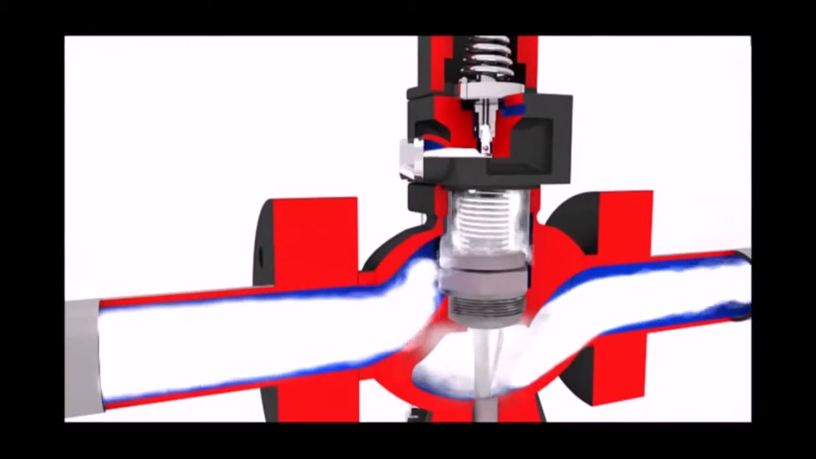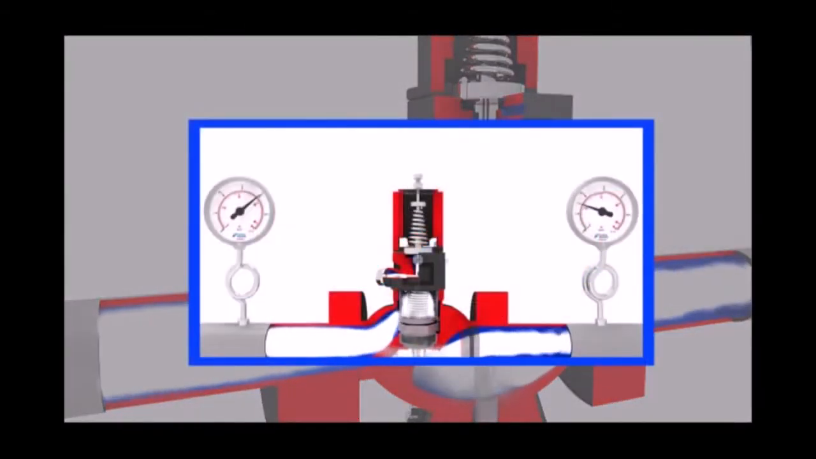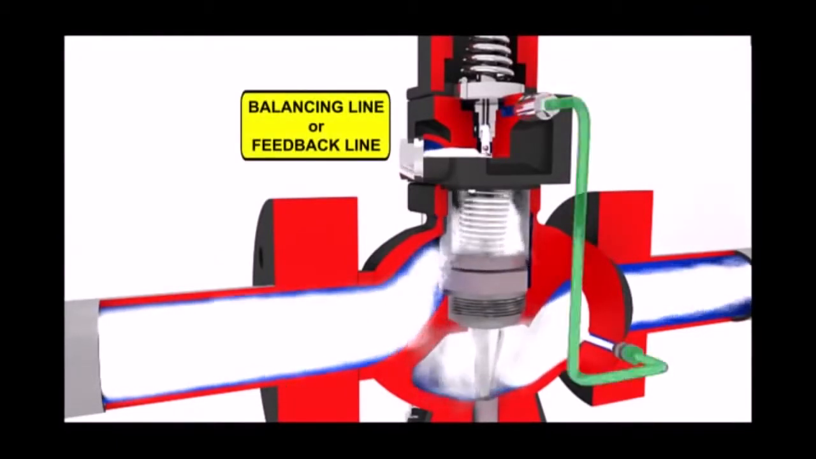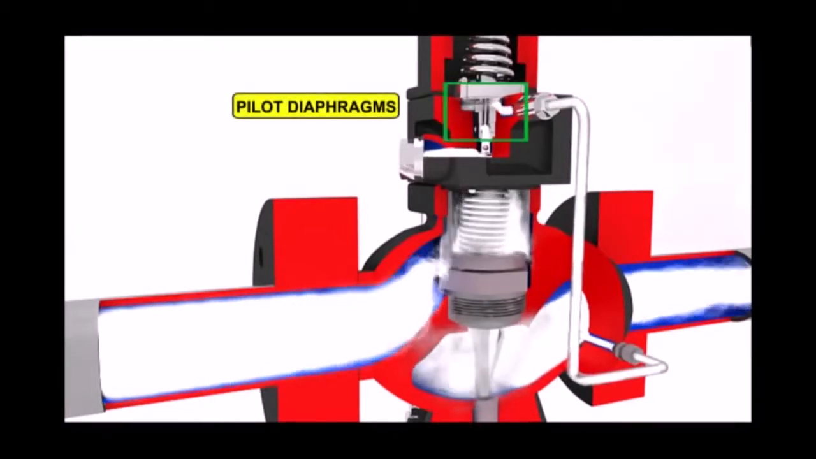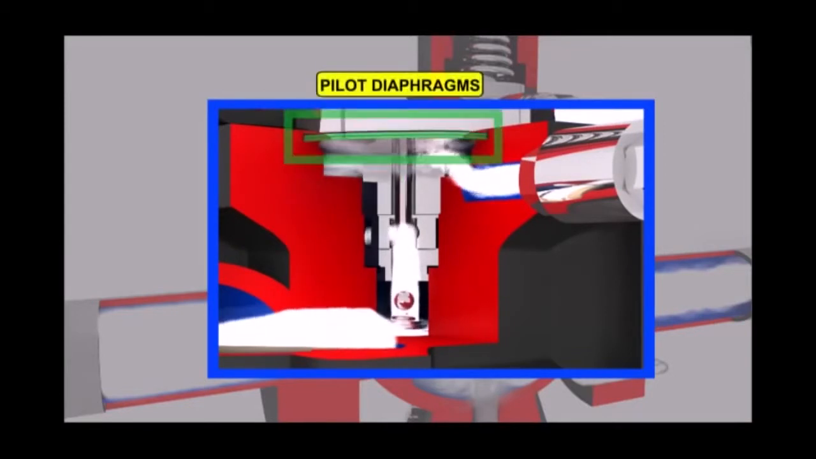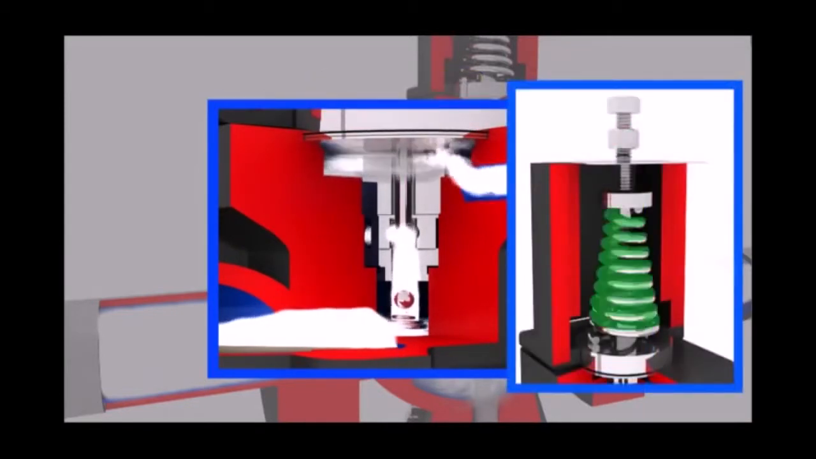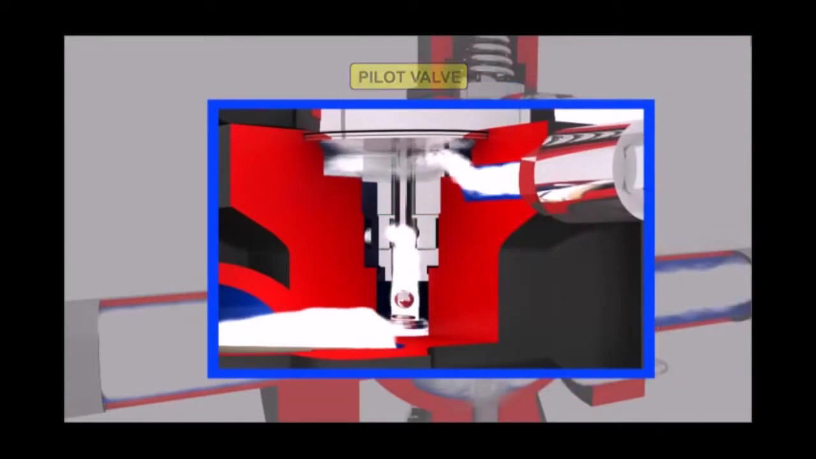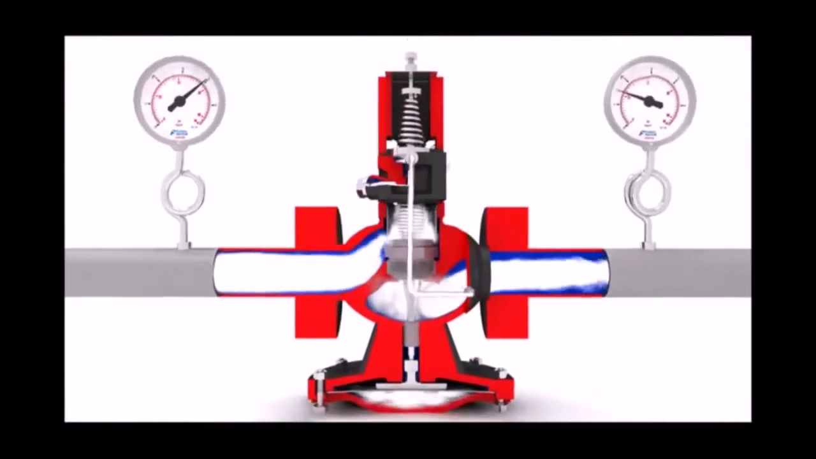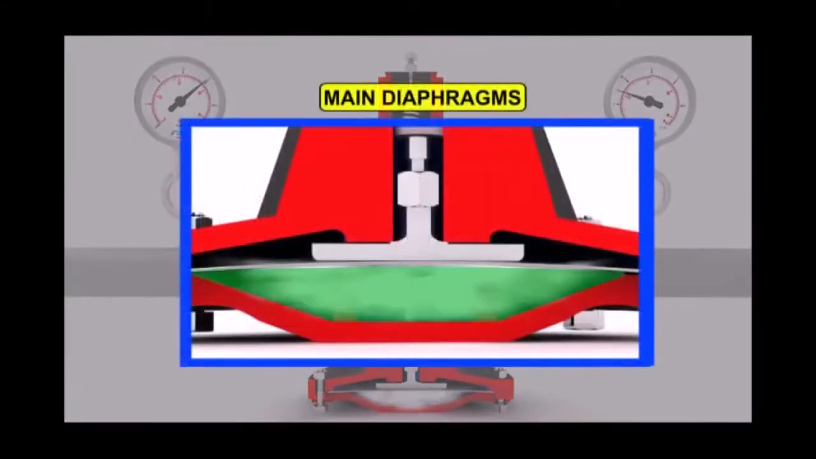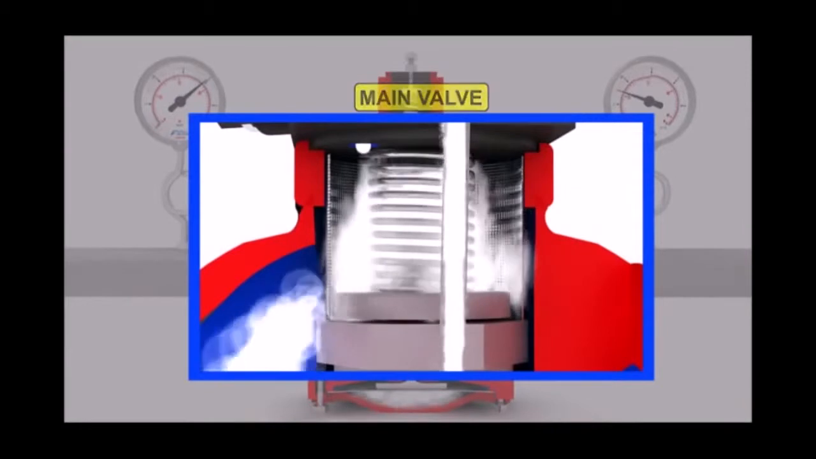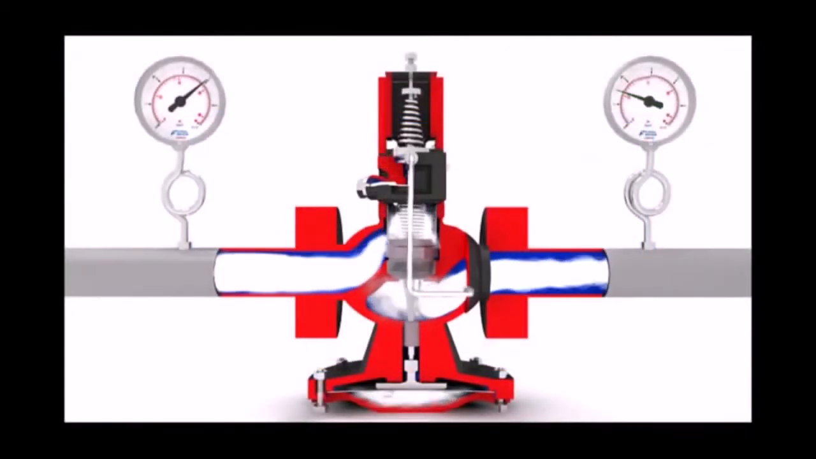Steam flow through the main valve increases the downstream pressure. The downstream pressure acts through the balancing or feedback line below the pilot diaphragms. When the upward pressure of feedback steam on the diaphragm balances the downward force of the spring, the pilot valve throttles. Steam passing through the throttled pilot valve maintains controlled steam pressure under the main diaphragm and positions the main valve to pass just enough steam to achieve the desired downstream pressure.